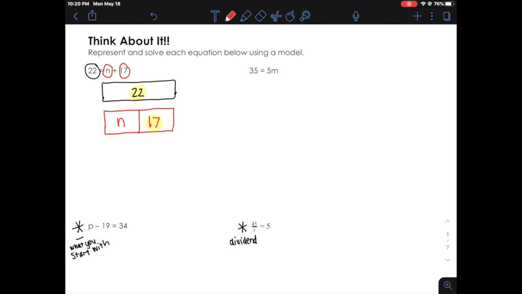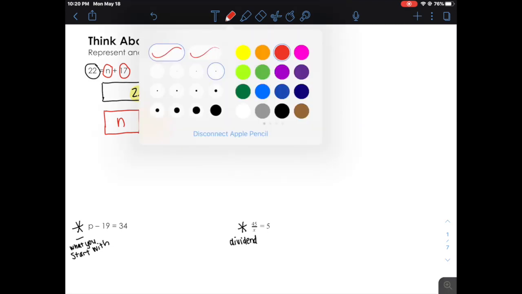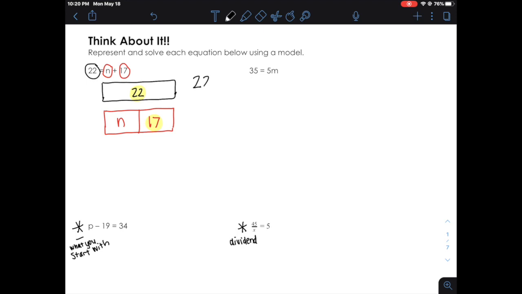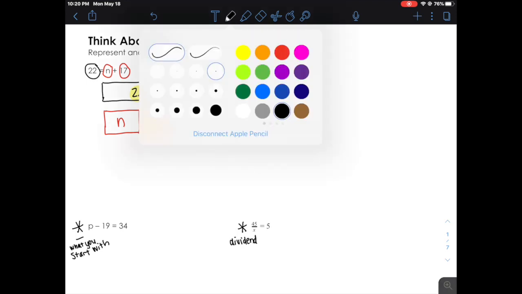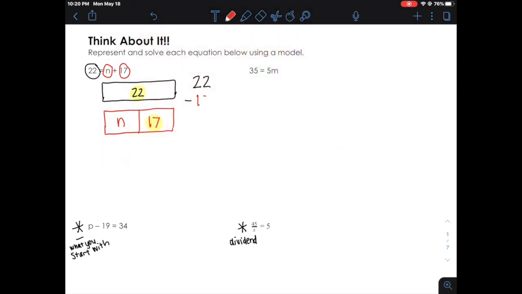Since we have the total, we're going to take away the part we know from that total. So we're going to do 22 minus the part we know. Okay, I can't take 7 away from 2, so I have to borrow. This turns into 1, and this turns into 12. 12 minus 7 is 5. 1 minus 1 is 0. So n here is going to equal 5.